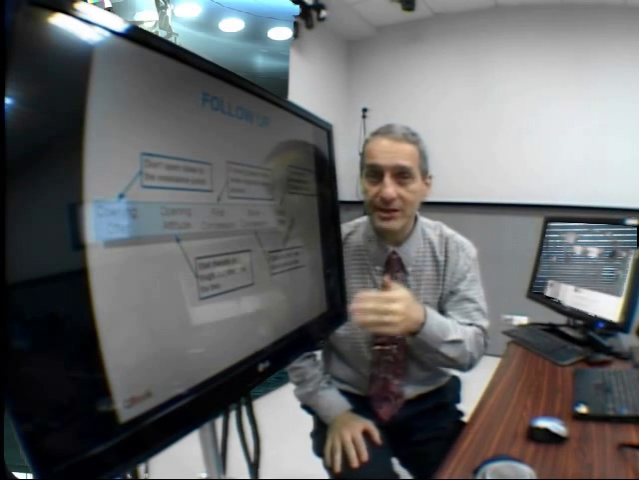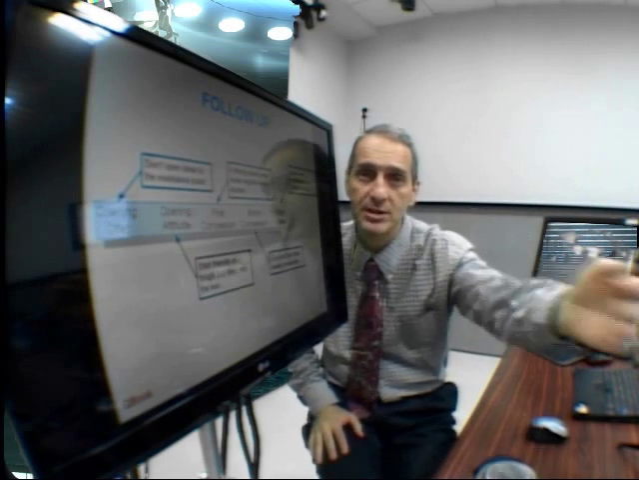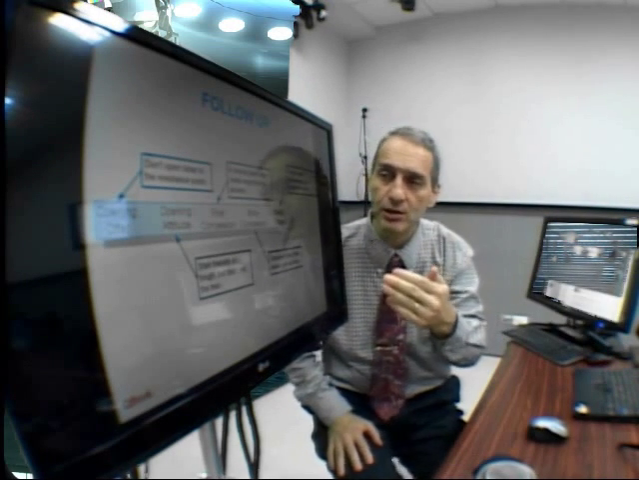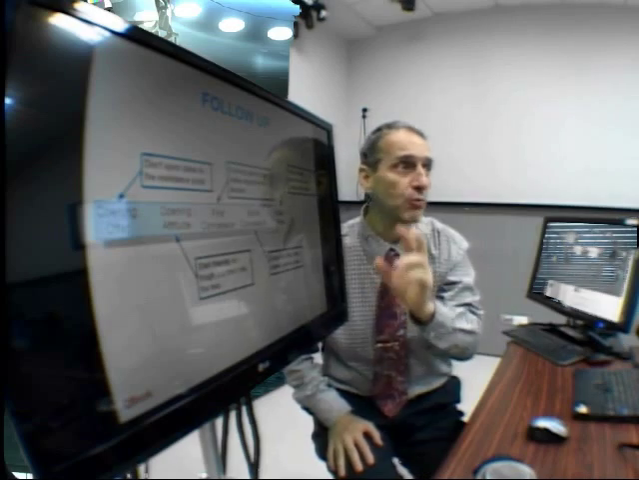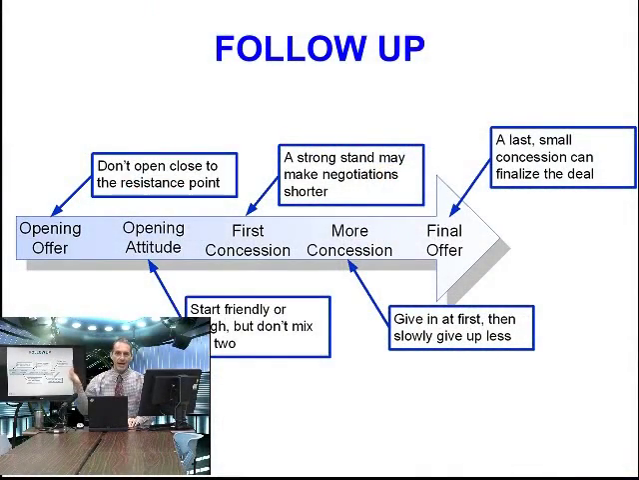So what do you do? If you're going to be friendly, start further away from your resistance point. If you're going to be tough, begin closer. But try to be mostly one or the other. So as you move across, you have a consistent attitude. If you take a strong stand, then your first concession will be tiny. If you take a friendly one, then it may be bigger and you may give more.